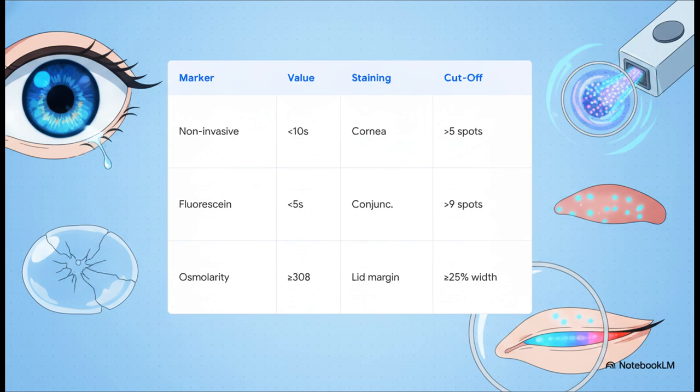For osmolarity, you are looking for 308 milliosmoles per liter or higher in the more severe eye. Then, for ocular surface staining, the cutoffs are greater than 5 punctate spots on the cornea, greater than 9 spots on the conjunctiva, or lid margin staining that's at least 2 millimeters long and 25% wide. Hitting these precise microscopic markers, that's what confirms your diagnosis.